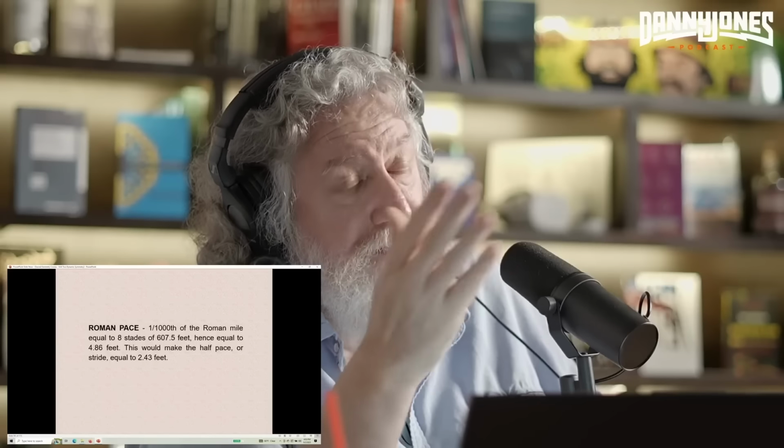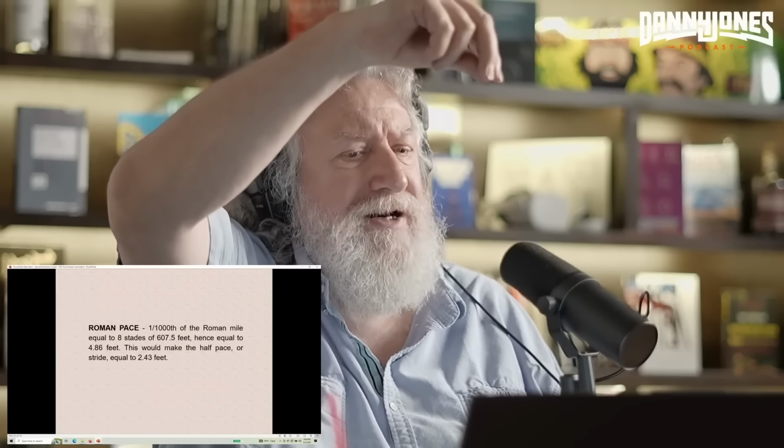When we look at the Roman pace, which is almost Middle Eastern, right? It's in Italy, not Middle Eastern, but it's Mediterranean. We're looking at roughly 2,000 years ago when the Roman pace was in Rome. It was well known that you had the city center, and the Roman mile was 1,000 paces out from the city center. So 1/1000th of the Roman mile is equal to 8 stades of 607.5 feet. Now that stade is where we get our term stadium from. Oh, really? Yeah.